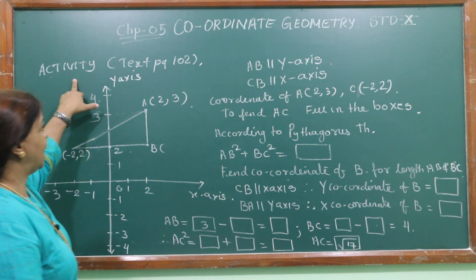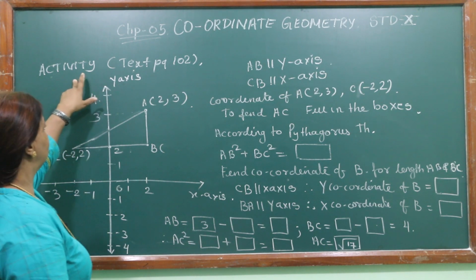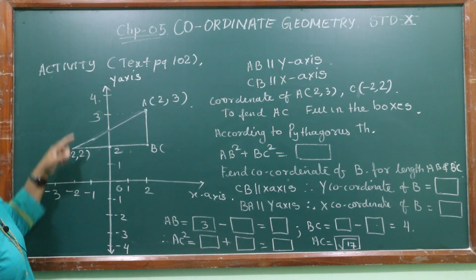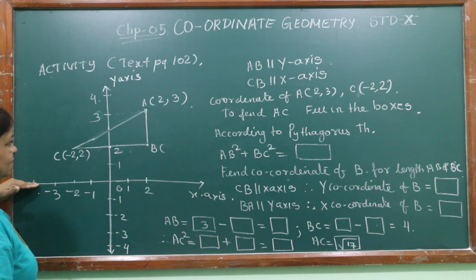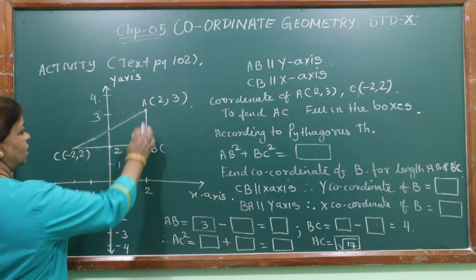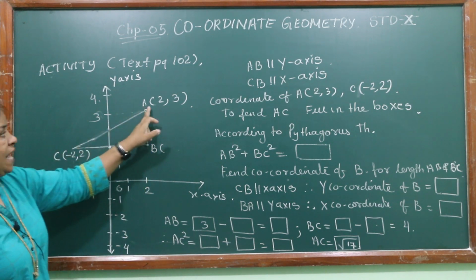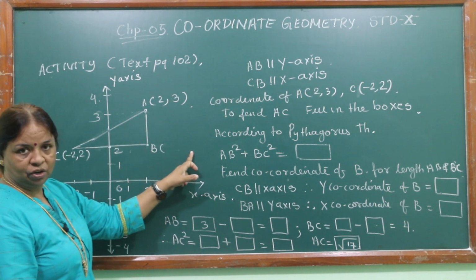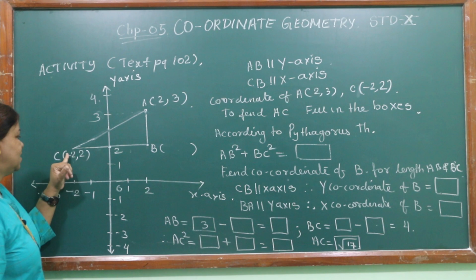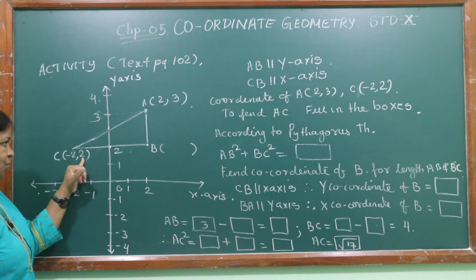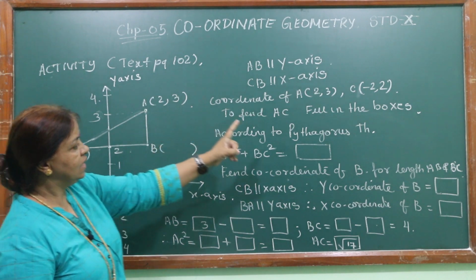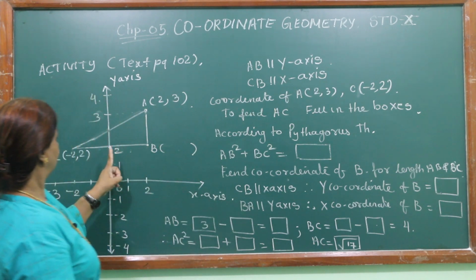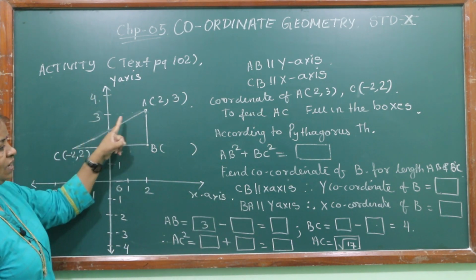Children, now we will be learning the activity of your textbook page number 102. Here you can see one figure, children, y-axis and x-axis. There is a triangle which is drawn here, A, B, C. A has the coordinate 2, 3 and B does not have the coordinate, we have to find out, and C has coordinate minus 2, 2, and we need to find out the B coordinate, and we also need to find out length AC.